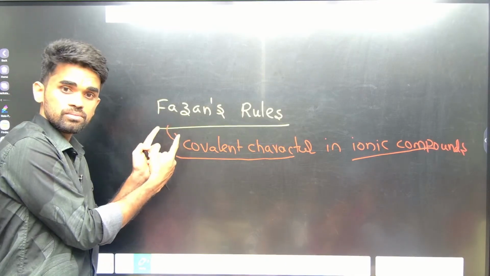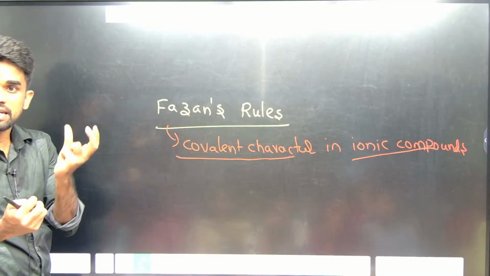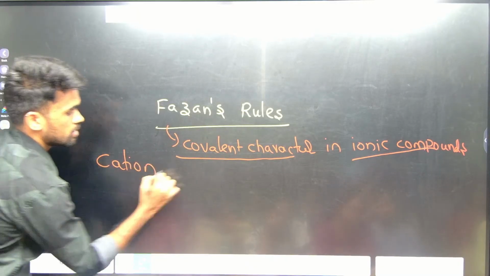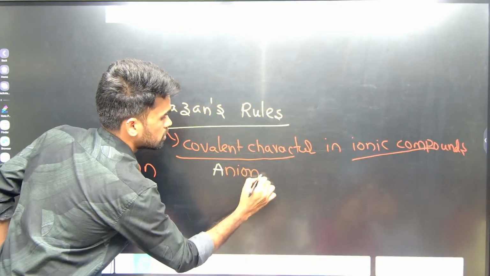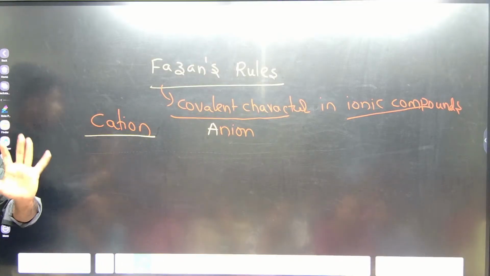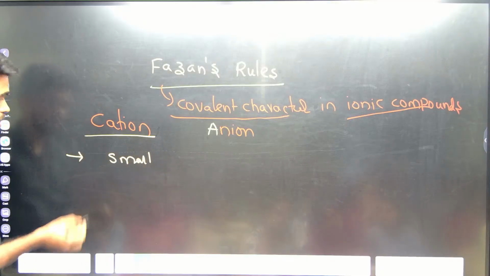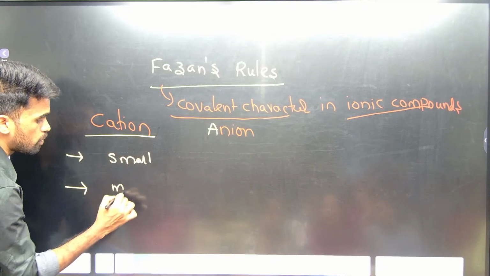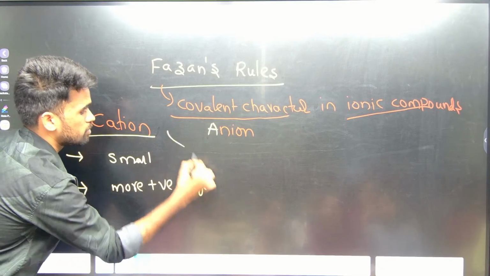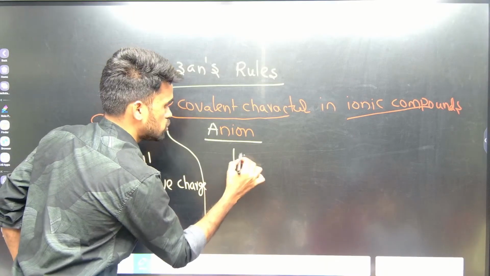That is explained from this. So what he says is, in an ionic compound we have a cation and an anion. Just 5 rules are there, follow them. So the cation should be small. It should have more positive charge. Definitely cation means positive charge, but it should be more. Anion should be large.